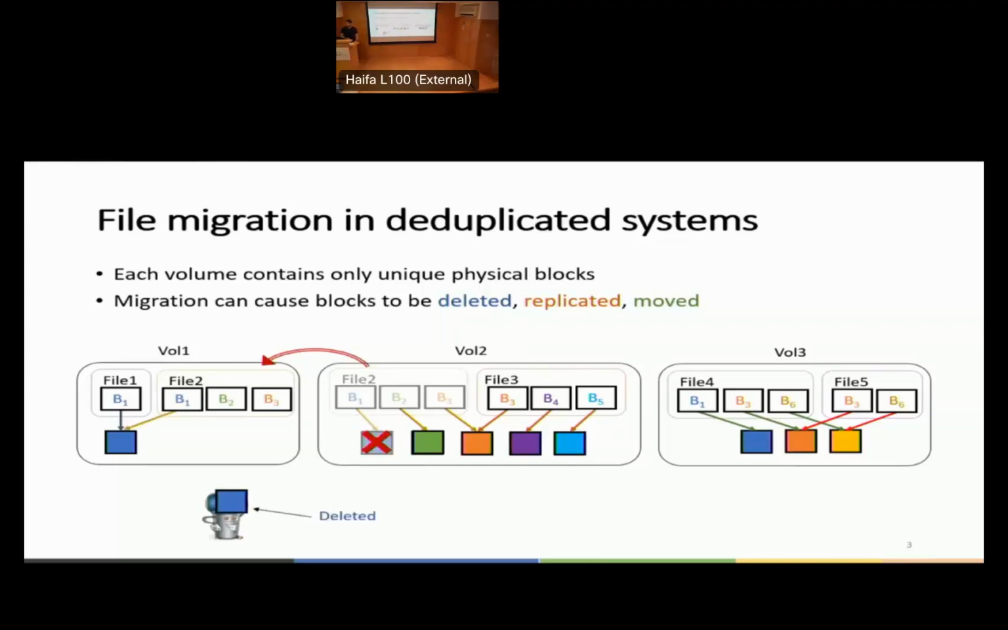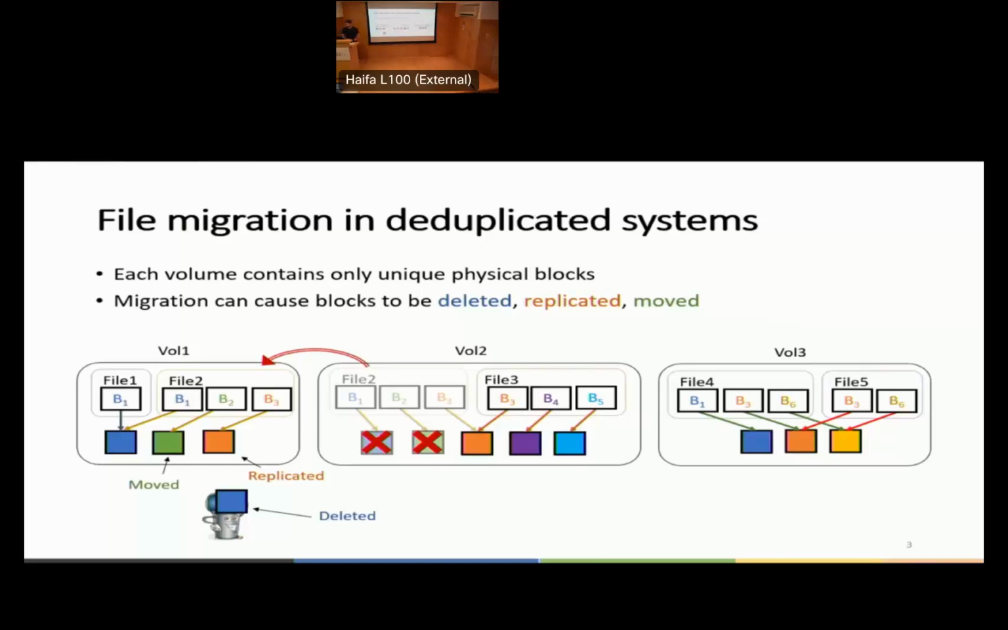As for the second block B2, it needs to be moved because we don't need it on volume 2 anymore, since file 3 does not use it, but we do not have it on volume 1 with file 1, so we need to move it to the destination. As opposed to those two blocks, we have B3. B3 is used by file 2 on volume 2. So when we want to move it along with file 2 into volume 1, we need to replicate it because it doesn't exist on the destination. So these are the three states that we can reach when we move files along with their corresponding blocks.